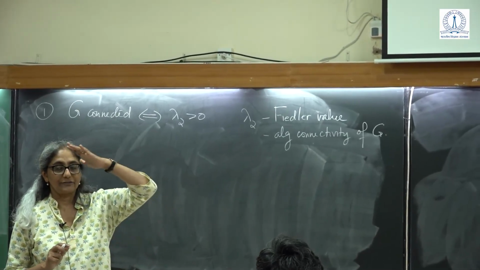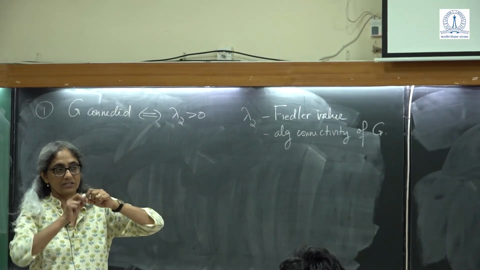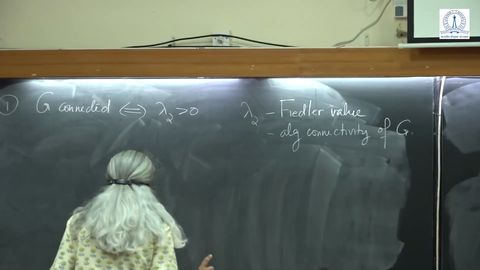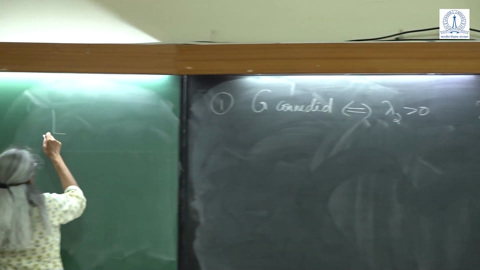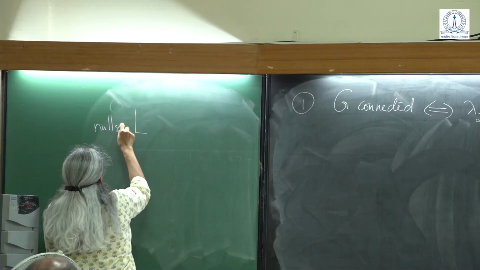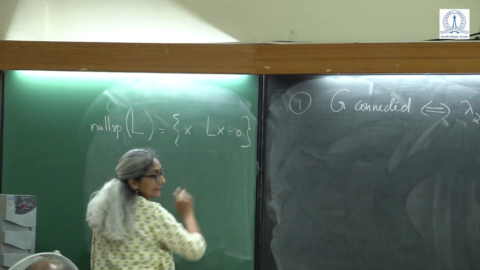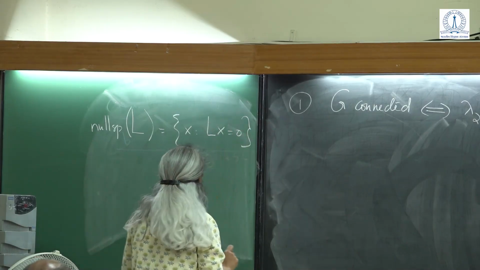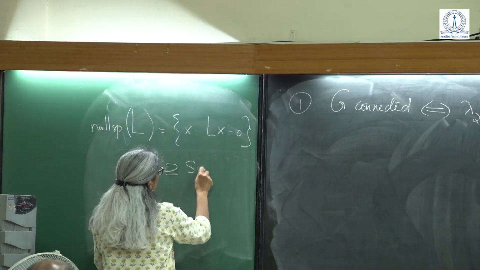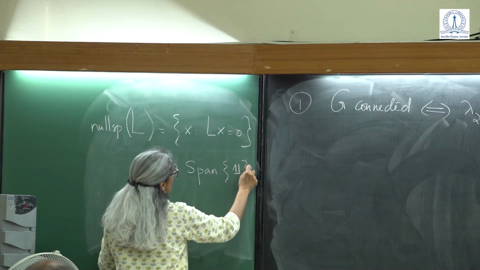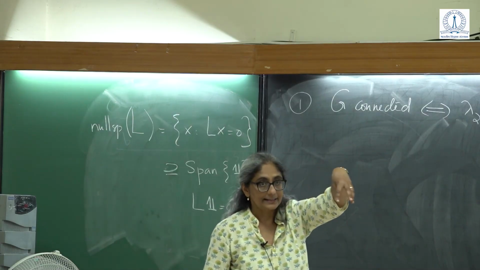Okay? So that means the null space of the matrix, which is the first eigenspace, has to be just one-dimensional, right? Does everybody agree with that? So if I take L, then the kernel of L, the null space of L, these are all the x's such that Lx is equal to 0. So definitely the all ones is in here. This contains the span of the all ones, because we know that L times 1 is 0, right? We know this. So the all ones is in there.